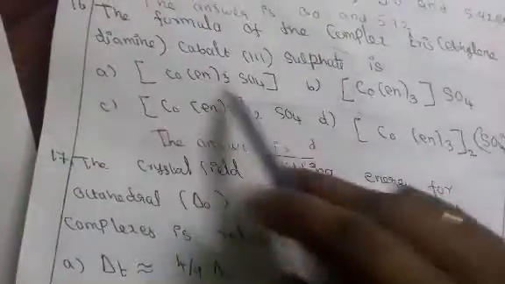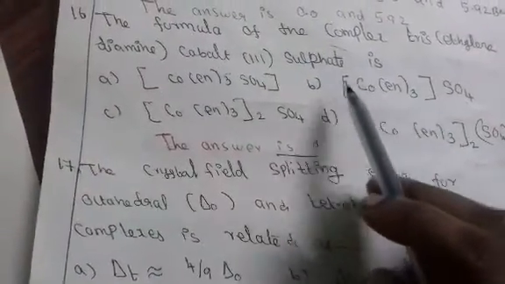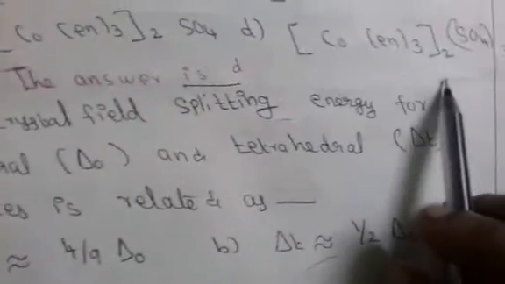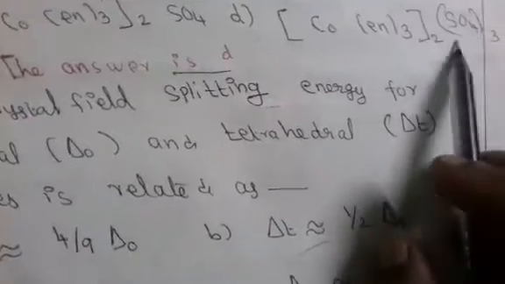Again, you can calculate the other options. It is not that the cobalt does not contain the charge 3; these complexes only contain charge 3. So the answer is [Co(en)3]2(SO4)3.